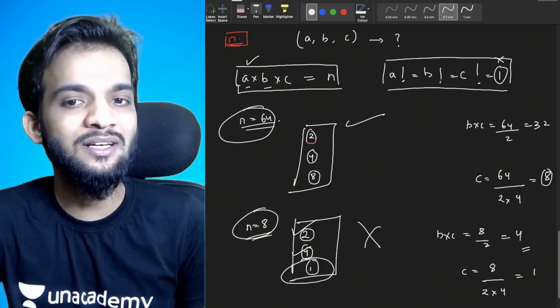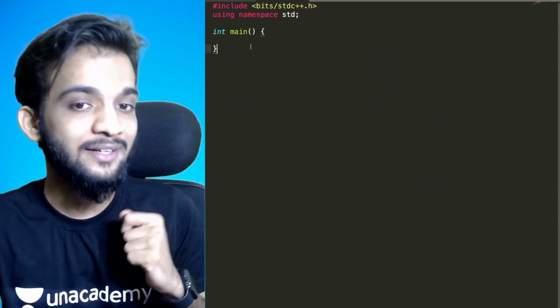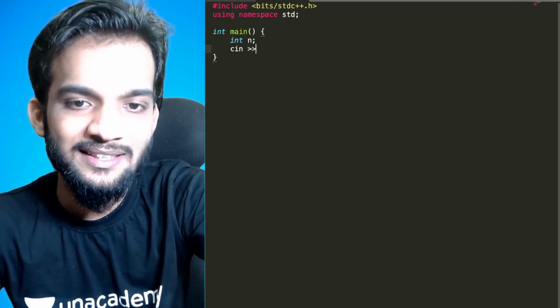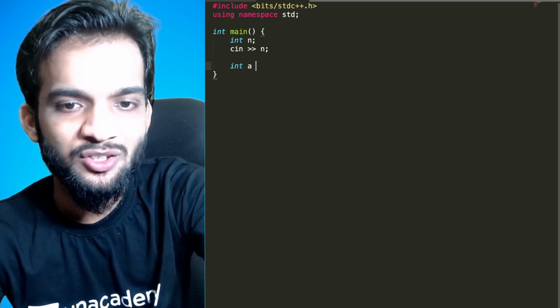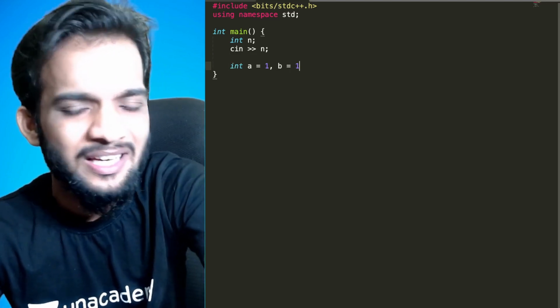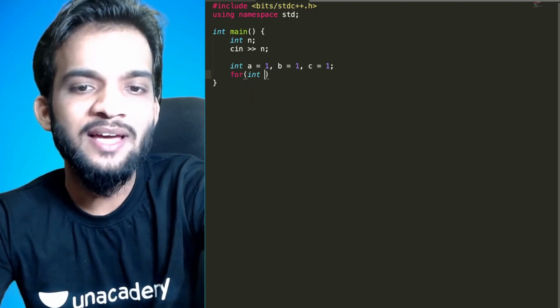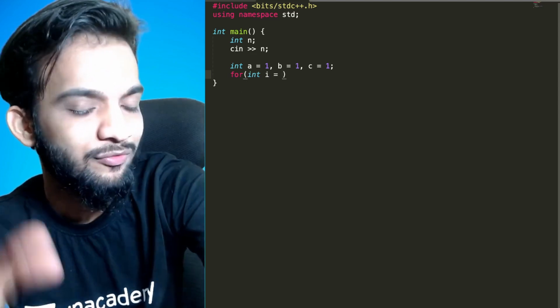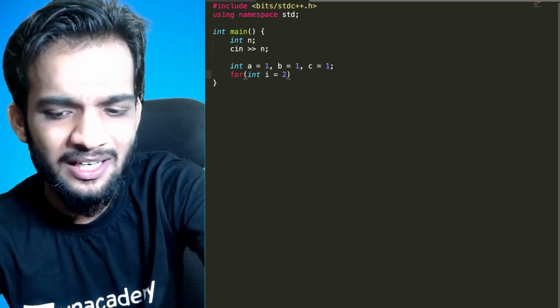So let's quickly write down the code for this. I'll be using Sublime Text to write the code. So what does the question state? You'll be given an n. So let's take the n. I'll be requiring a, so initially let's keep it as 1, b as 1 and c as 1. I always require these 3 guys, correct? I'll be requiring the smallest factor of n as of now, so I'll be starting from 2. That's for sure.